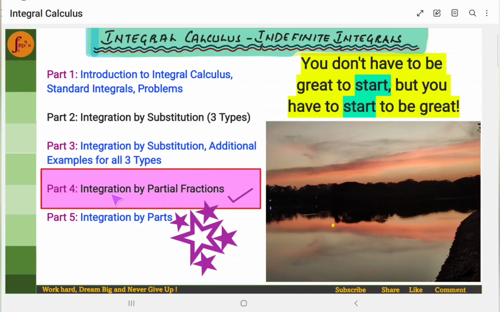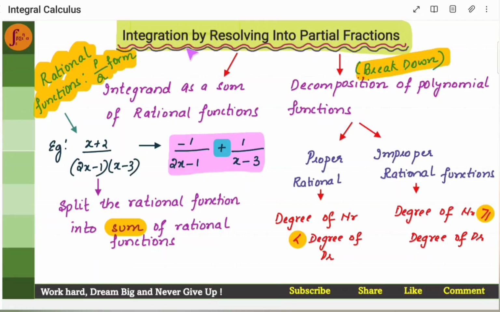Hi everyone. In the last video, we went through integration using substitution method. In this video, we'll find out integrals using partial fractions method. Integration of rational functions using partial fractions.